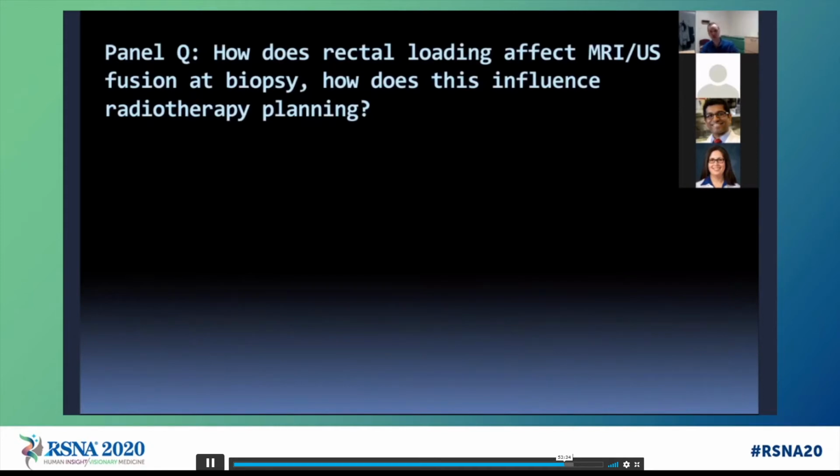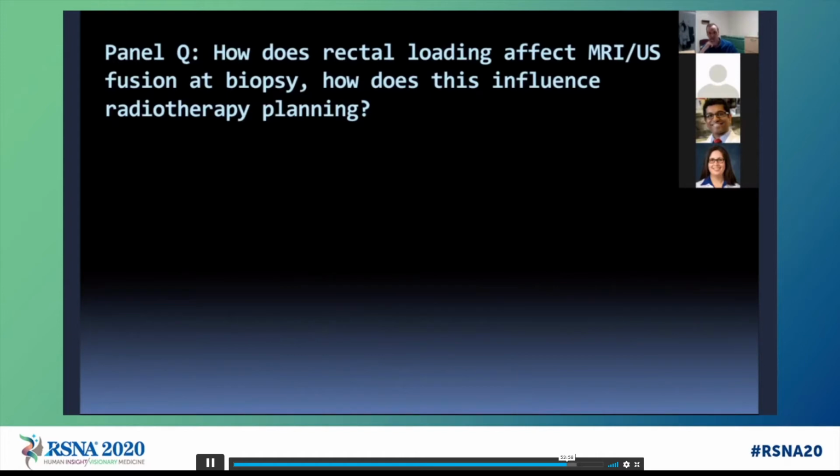This might be a bit of an issue. So I've talked about that rectal loading. It can be an issue for biopsy planning, but maybe, Bob, do you want to come in on how that can affect the radiation therapy planning?